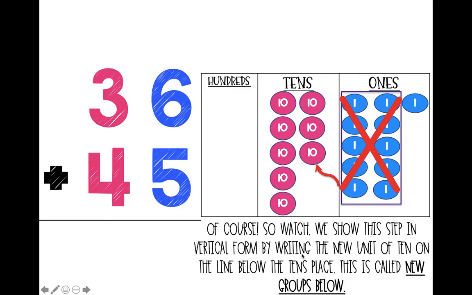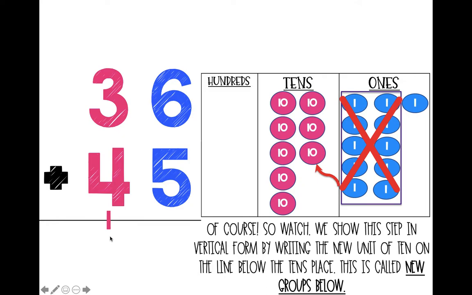So watch, we'll show this step in our vertical form because remember, we always want our vertical form to match our place value chart. We're going to show this step by writing the new unit of 10 on the line below the tens place. See it right here? This is showing that we made one new 10. We had 3 tens and 4 tens, but when we added our ones together, we made a new 10. We made one new 10.